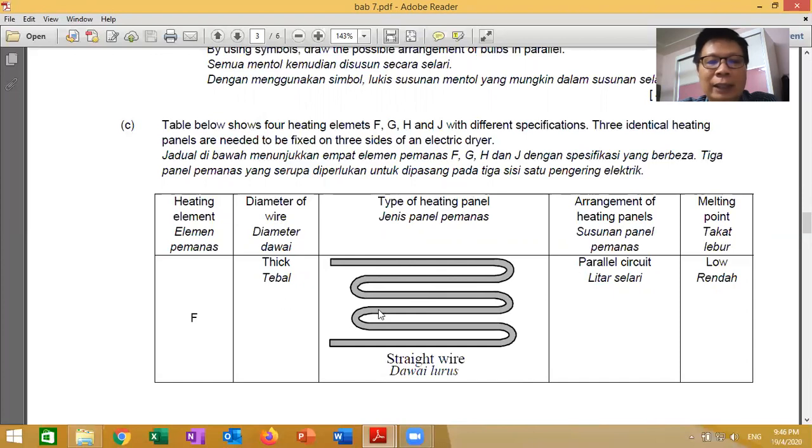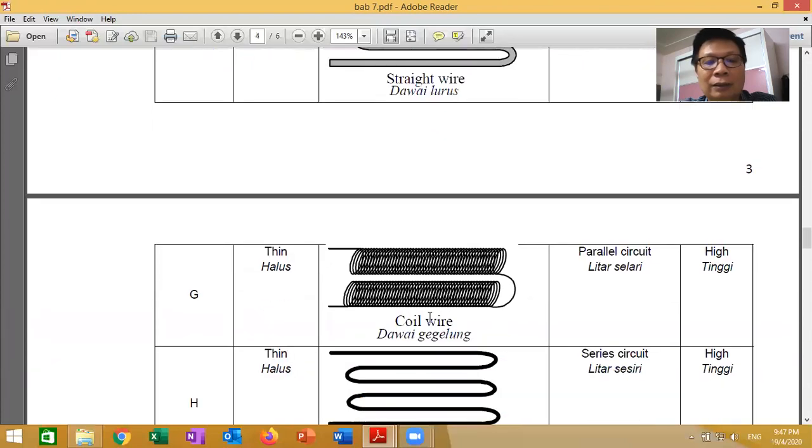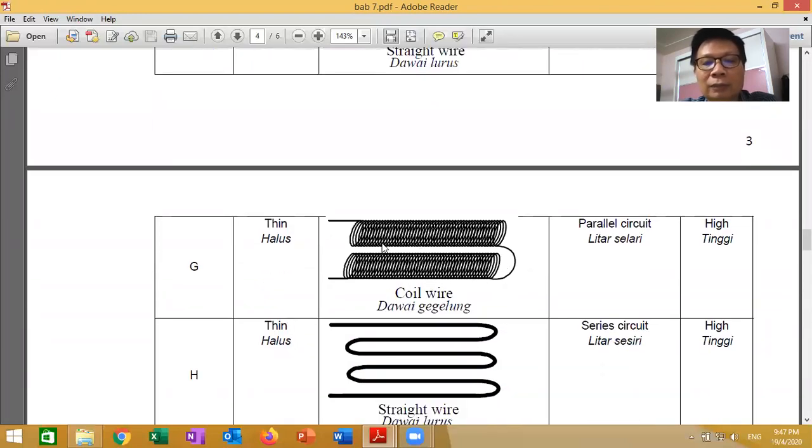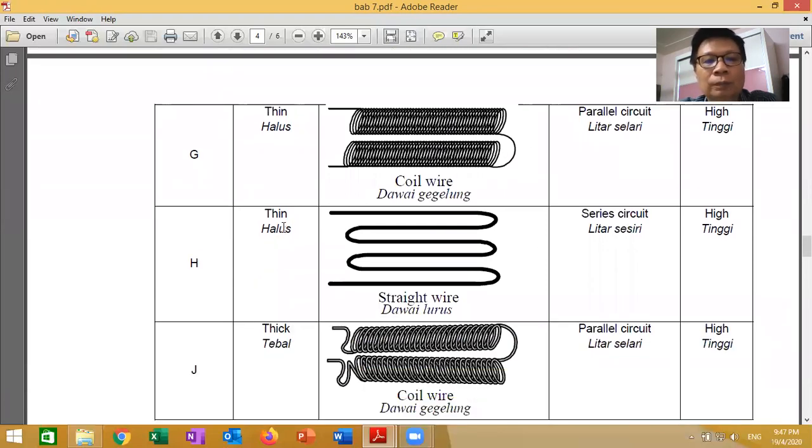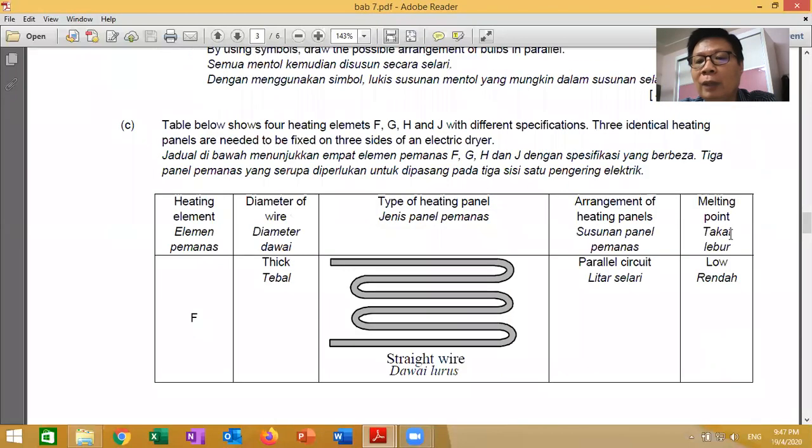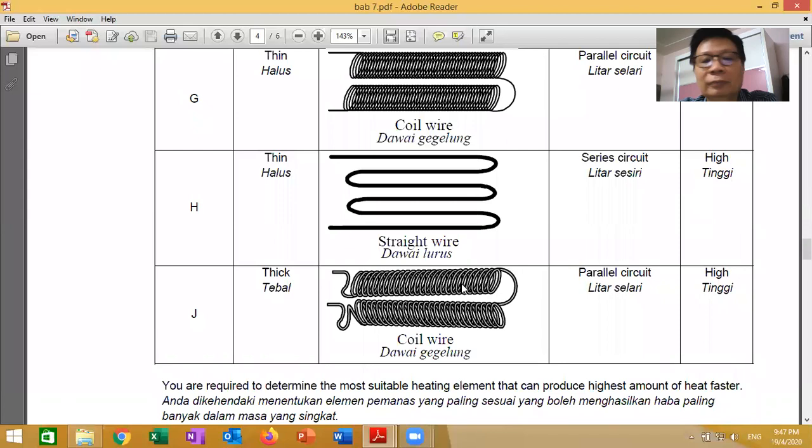Okay, you see the first one is like that. The type of heating panel is straight wire. Arrangement, arrange them in parallel. Okay, next, coil wire, arranged in parallel also. H, straight wire, but thinner one, arranged in series. I think this one is melting point, last one melting point, okay? And the last one, like a spring or coil wire.